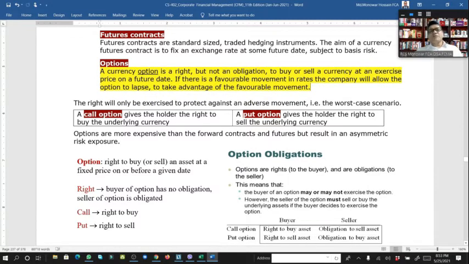A currency option is a right but not an obligation to buy or sell a currency at an exercise price on a future date. If there is a favorable movement in rate, the company will allow the option to lapse to take advantage of the favorable movement. And there are two types: call option and put option.